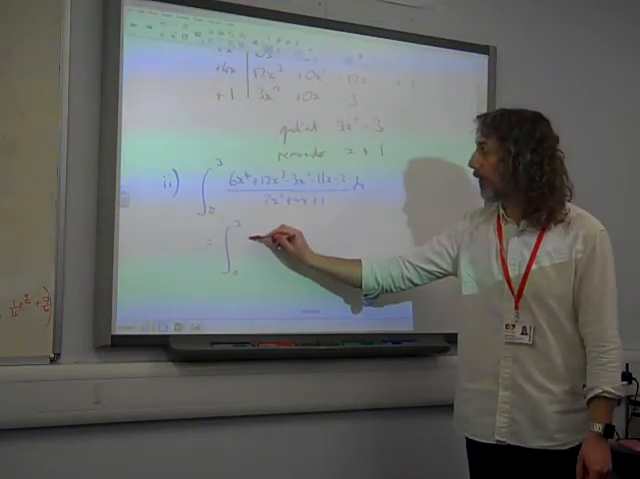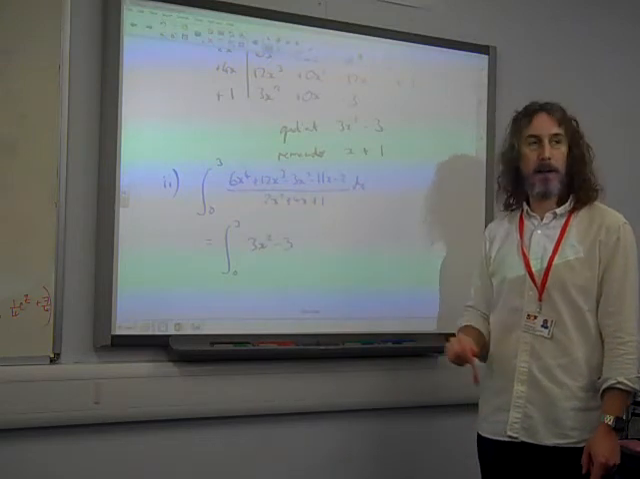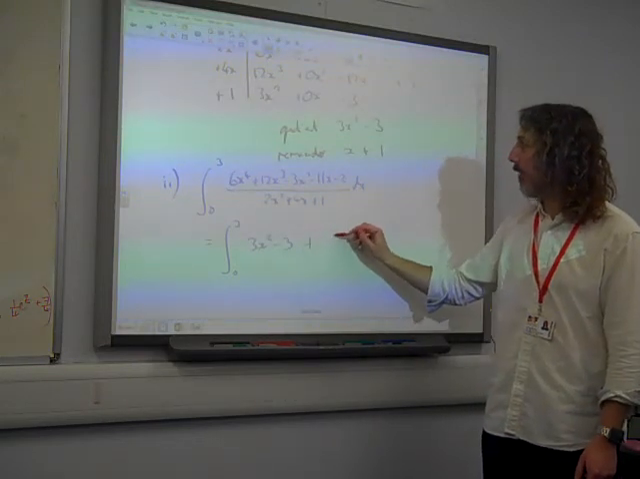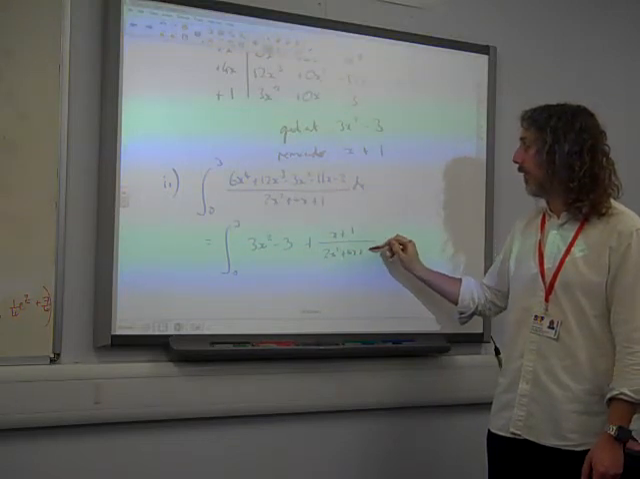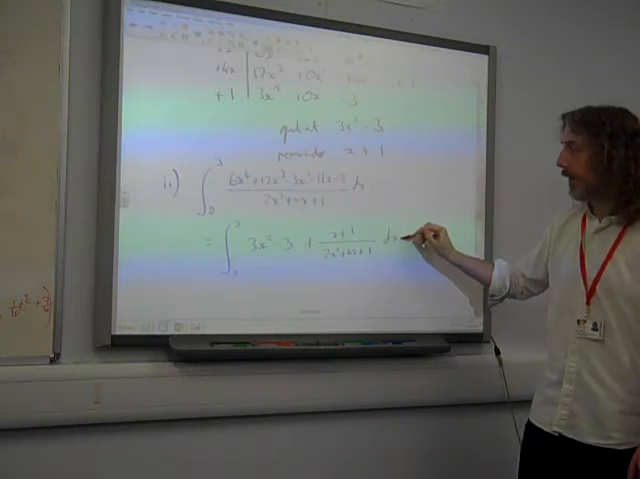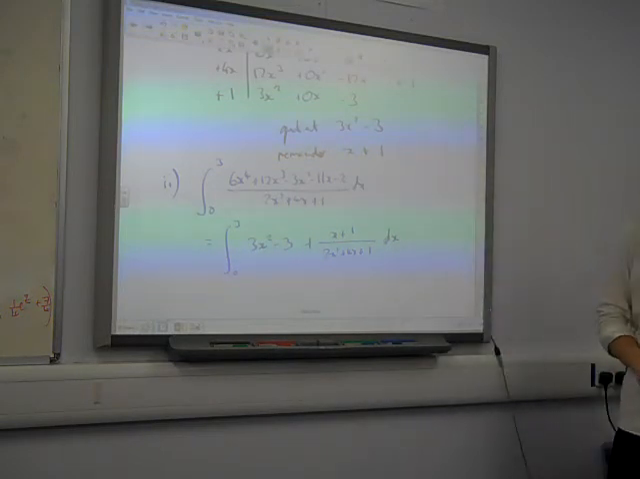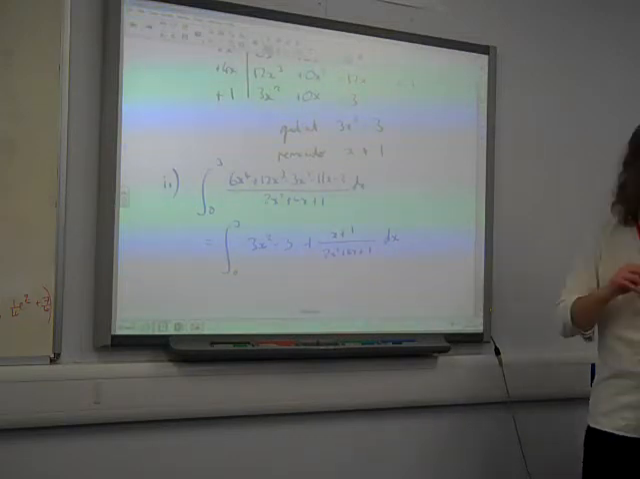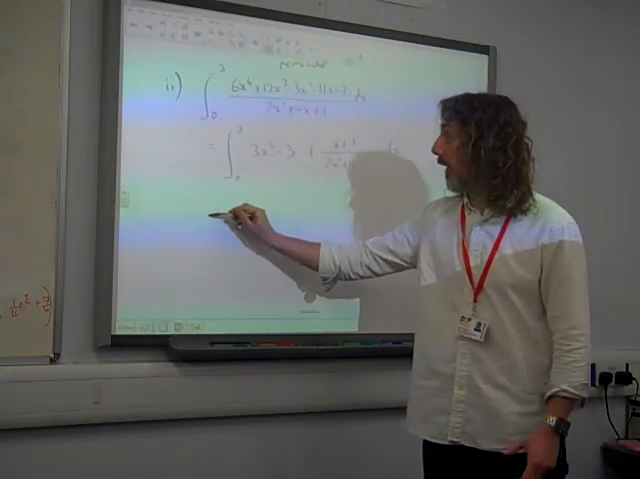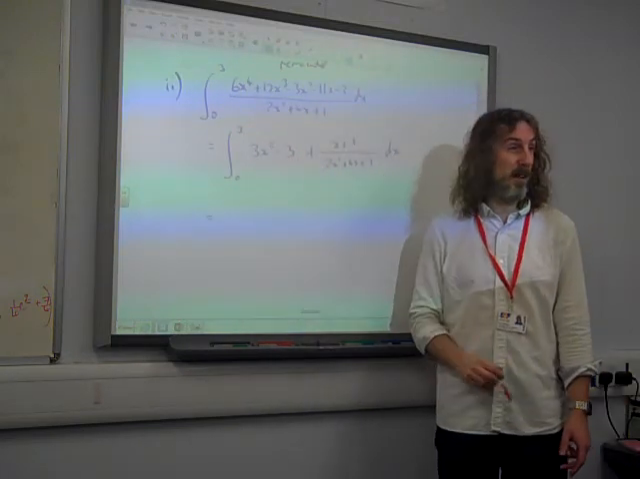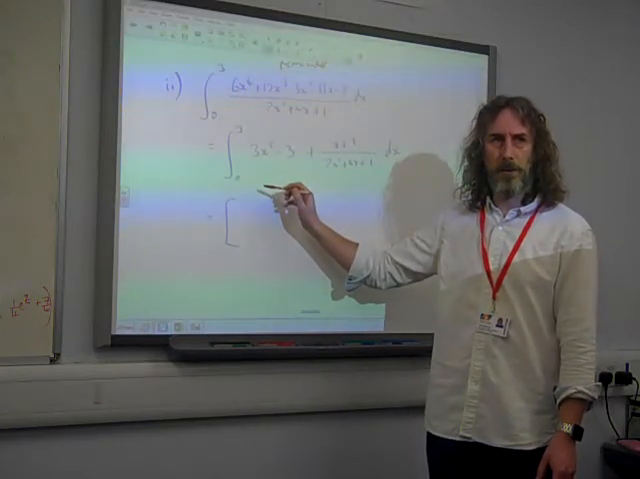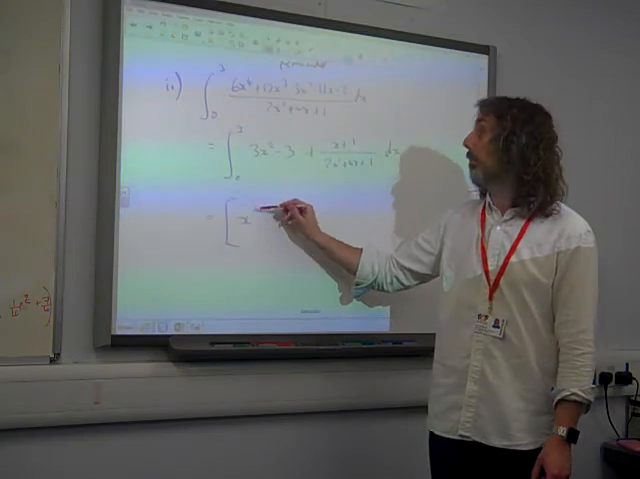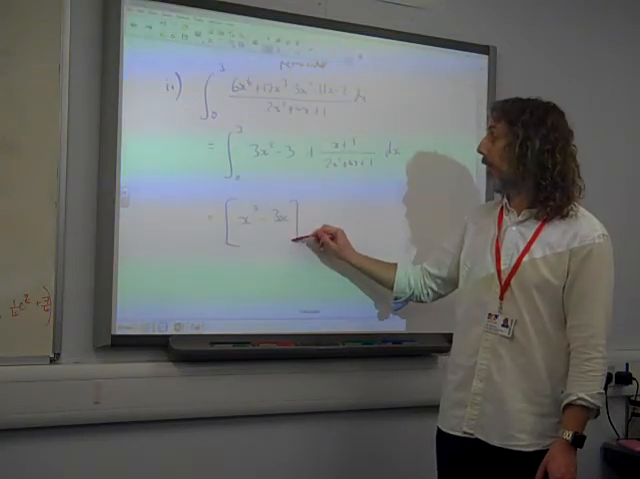So we've got a quotient of 3x squared minus 3 and a remainder of x plus 1 over 2x squared plus 4x plus 1 dx. That's what we've ended up with at that point. Now we've got to think about how we would go about integrating those things. The first part of it is a simple expression to integrate. That is, add 1 to the power and divide by the new power. 3x squared goes to x cubed, and minus 3 goes to minus 3x, between 0 and 3.